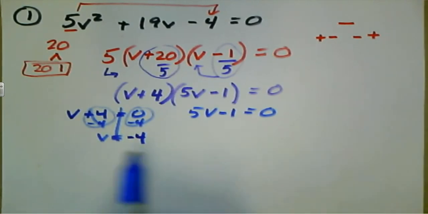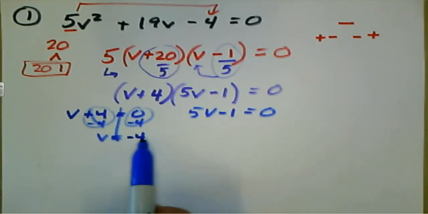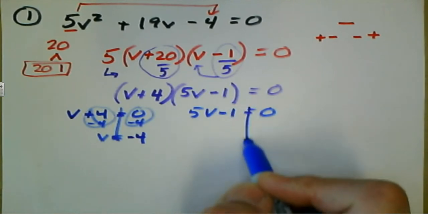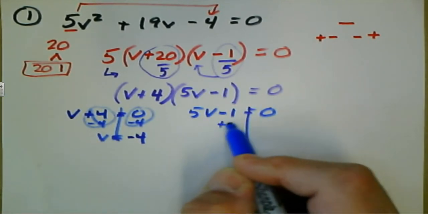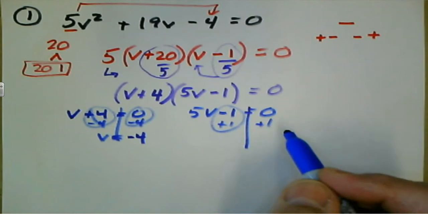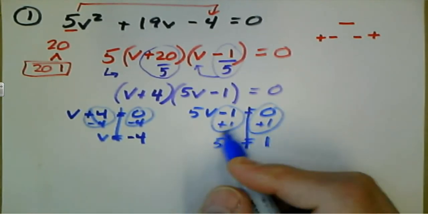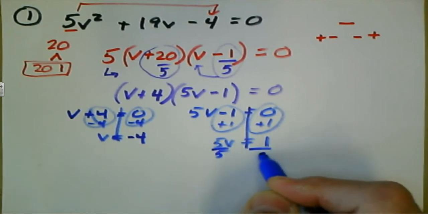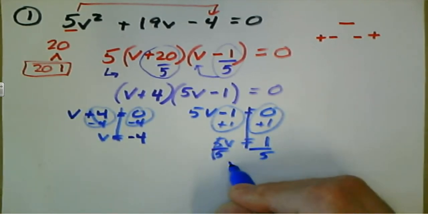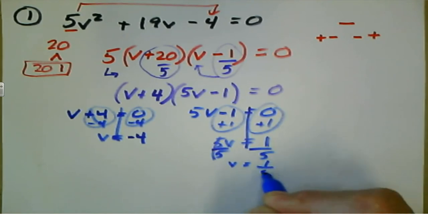So negative 4. Hopefully you didn't lose me here. We just did opposite operations. And over here, we're going to add 1 to both sides, the opposite operation here. We're left with 5v equals 1. And then we divide by 5. We're left with v equals, and it's just 1 over 5.